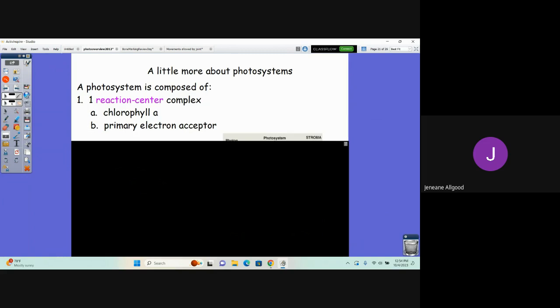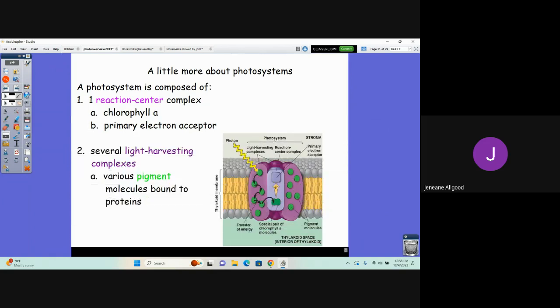Okay, so we know a photosystem is a collection of pigments, but there's also some other components to it as well. There's a part in the center called the reaction center, and it has chlorophyll A and something called the primary electron acceptor. And then the part where the pigments are, those are on the sides. Each of those little green dots there is a pigment with a main molecule of chlorophyll A in the middle. These are the light harvesting complexes that are shown in that darker purple. The lighter lavender color is the reaction center.